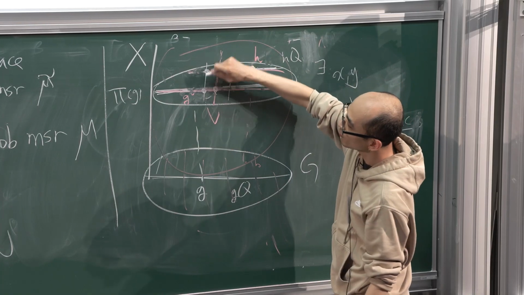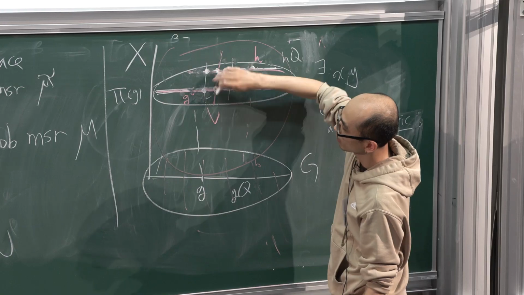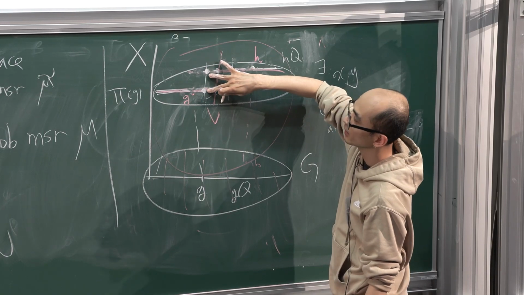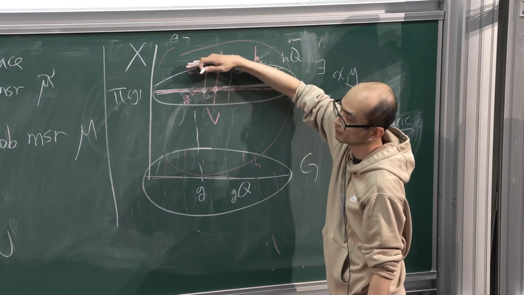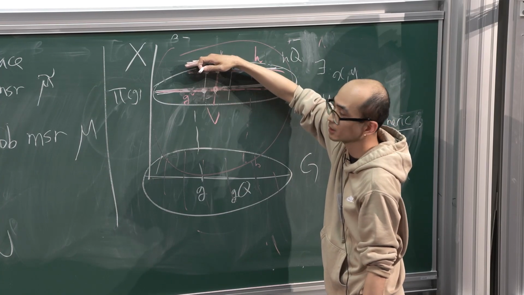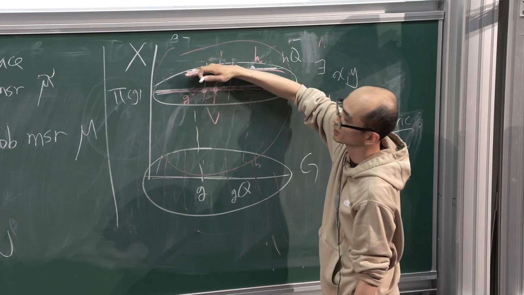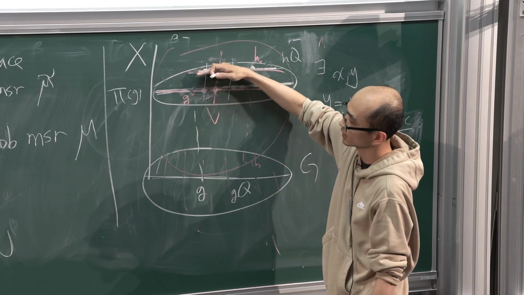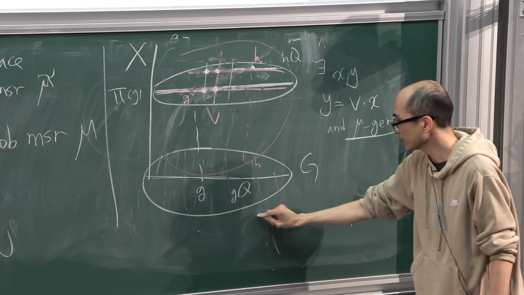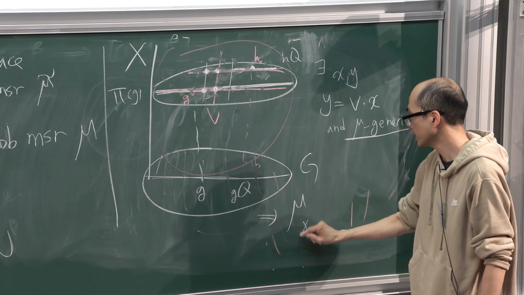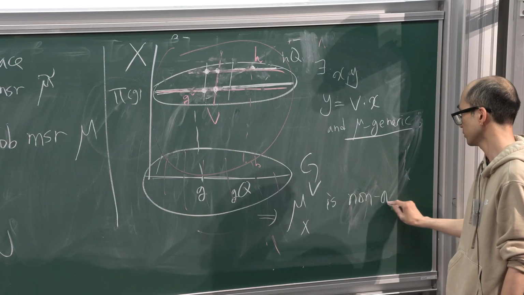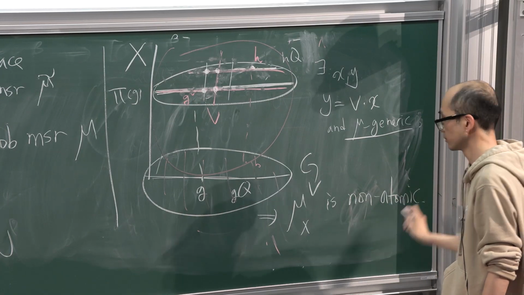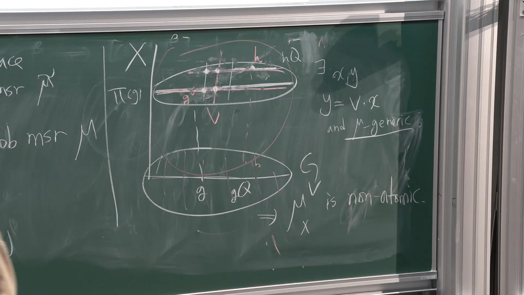So there is at least one pair such that they are generic points, because this movement is a bi-Lipschitz map. And a bi-Lipschitz map maps Haar measure to Haar measure, Haar almost every point to Haar almost every point. And actually what this means is that mu x v is non-atomic. And basically, in this case, we are done.